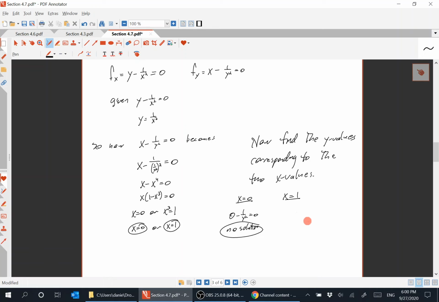So let's do them both simultaneously. Y minus 1 over x squared is equal to 0, and x minus 1 over y squared equal to 0. Here, if you plug in x equal to 1, so 1 is equal to y squared, so plus or minus 1 is equal to y. Here, y is just equal to 1. So the only solution simultaneously to both is x equal to 1, y equal to 1. X equal to 1, y equal to negative 1 doesn't solve both equations.